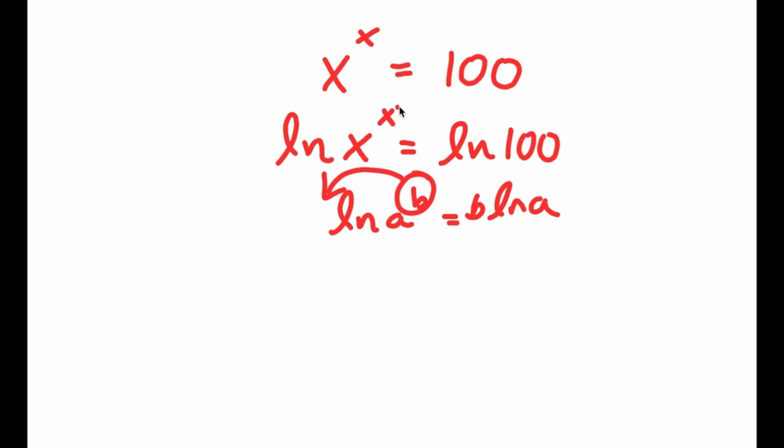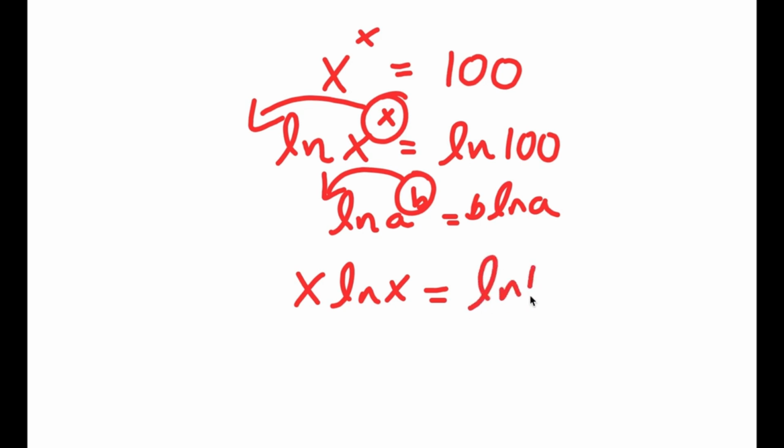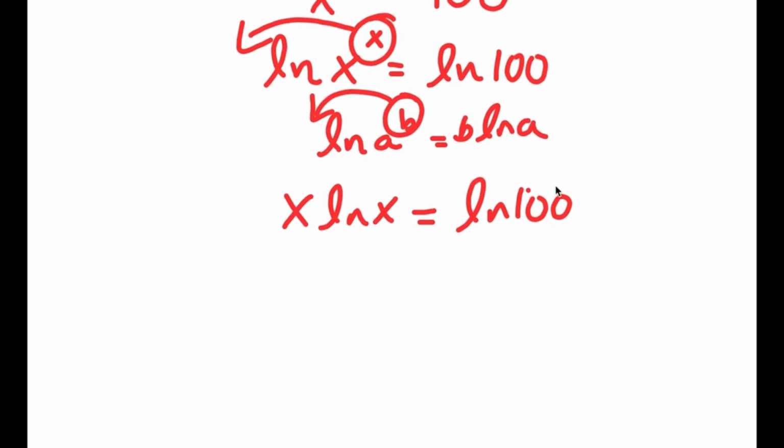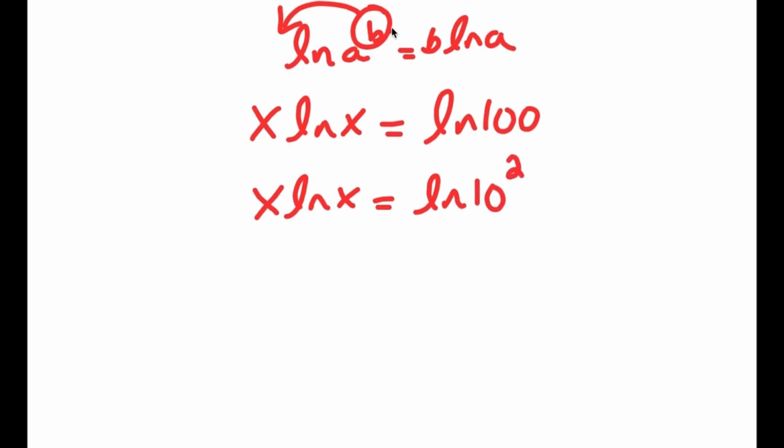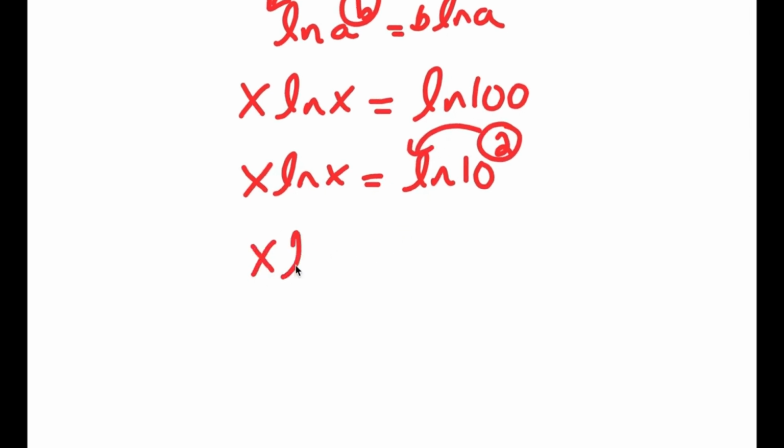So for ln of x to the power of x, I can move x to the front, and I'm going to get x times ln x is equal to ln 100. Now ln 100, that's the same thing as ln of 10 squared. So I get x times ln x is equal to ln of 10 squared. And if I have something in the form ln of a to the power of b, again, I can move 2 to the front, so I get x times ln x is equal to 2 times ln 10.